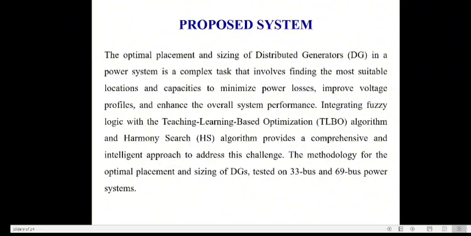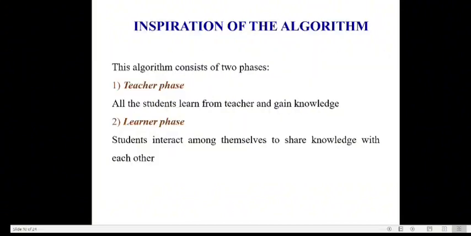Proposed system. The optimal placement and sizing of distributed generators in a power system is a complex task that involves finding the most suitable locations and capacities to minimize power losses, improve voltage profiles, and enhance the overall system performance. Integrating fuzzy logic with a teaching learning based optimization algorithm and harmony search algorithm provides a comprehensive and intelligent approach to address this challenge. The methodology for the optimal placement and sizing of DGs is tested on 33 bus and 69 bus power systems.